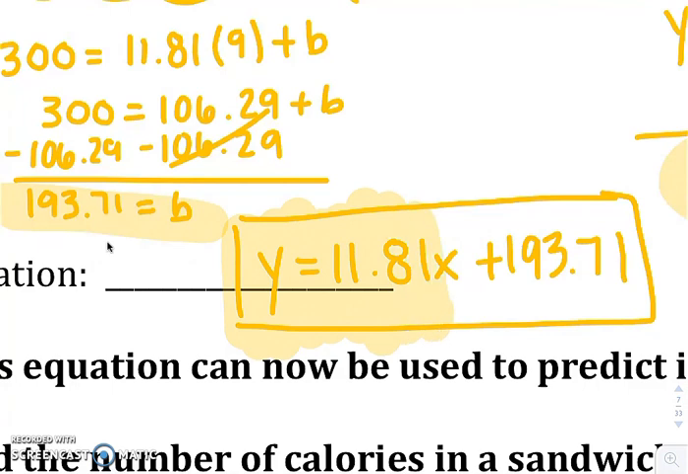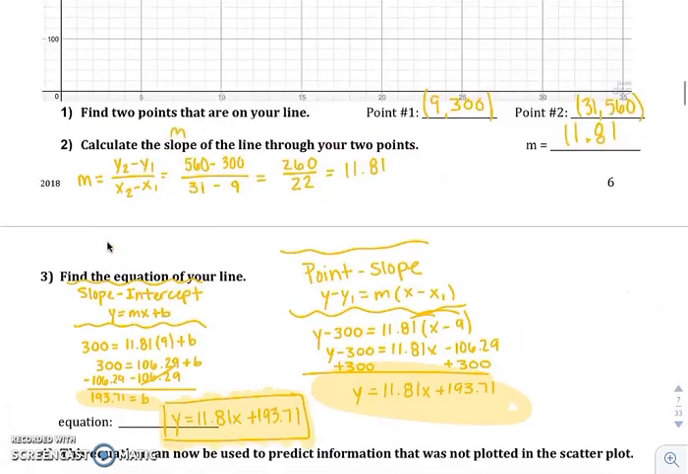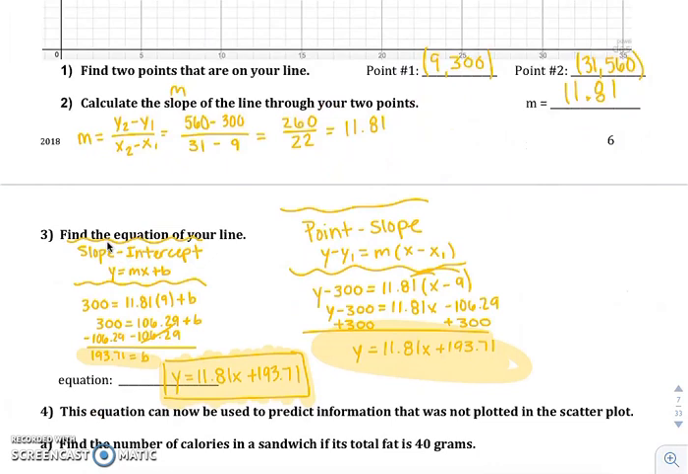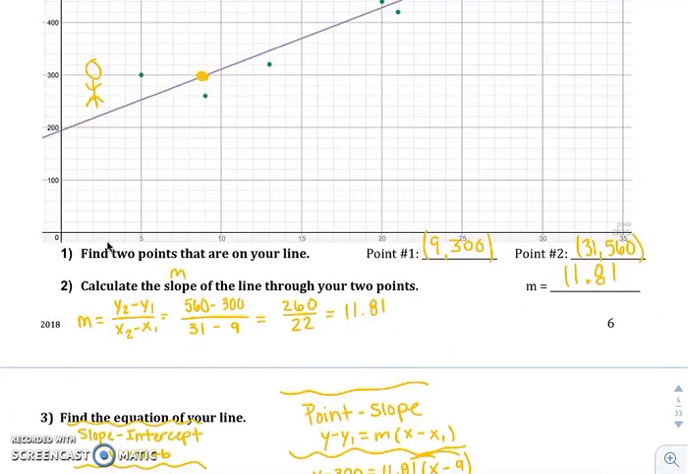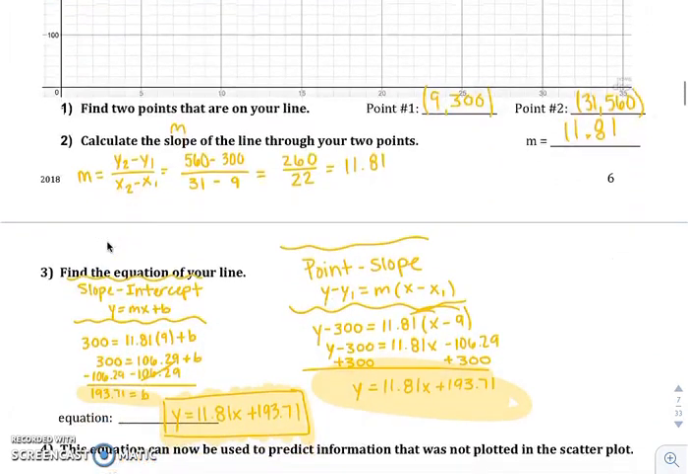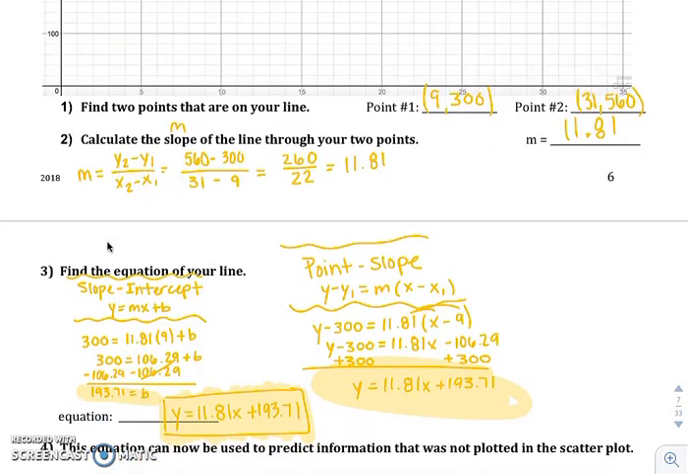Now that seemed like a lot of work because we did it 2 ways instead of just one. But if you look at your end result, it does match up with the graph. So it's saying that your y-intercept is 193.71. And if you look at your y-intercept, it is just below 200. So the equation we found does make sense with the line. Always check that your end result makes sense with the problem. If it doesn't, then you probably did something wrong and you want to go back and check it.